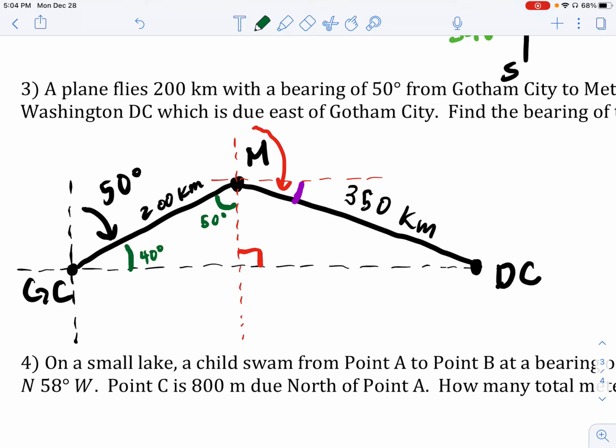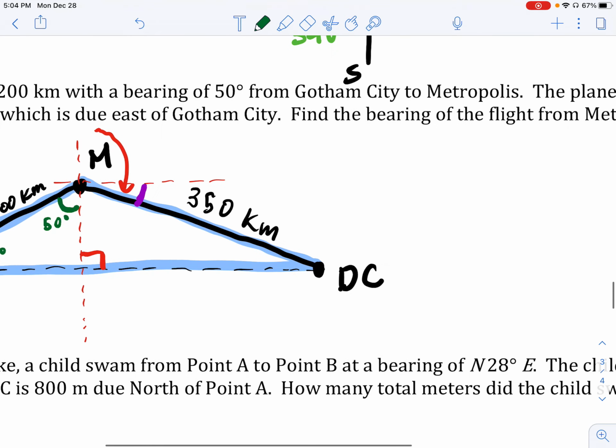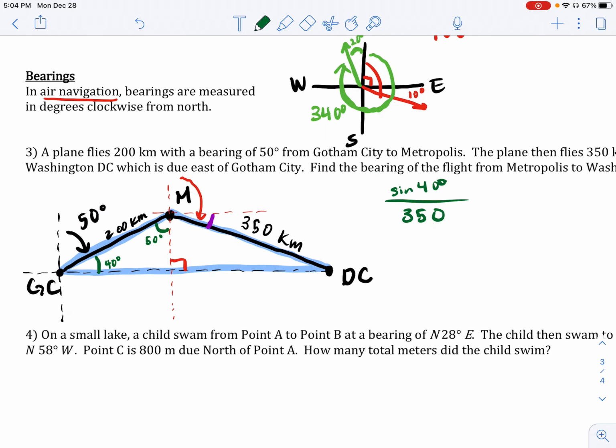So we can say that in this larger, and let me just see if I can highlight this for you all, in this larger oblique triangle that we're dealing with here, we can use the law of sines because we know that the angle 40 degrees, its opposite side is 350. So I can go ahead and write that to start. I can say, all right, the sine of 40 degrees over its opposite side of 350 kilometers, right? We can at least establish that.